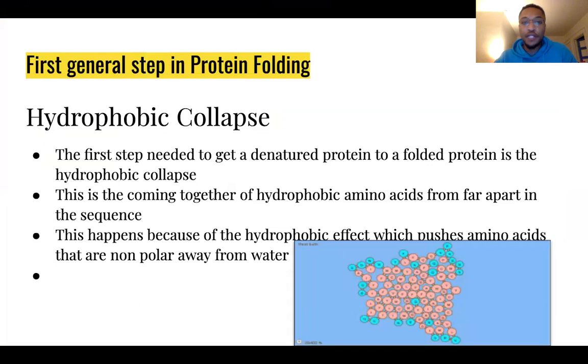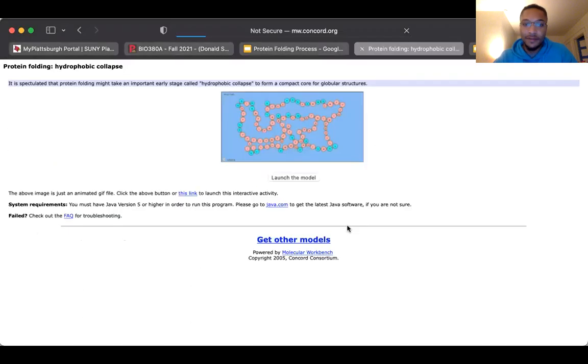So the first general step in protein folding is the hydrophobic collapse. This is the first step needed to get a denatured protein to a folded protein. This is the coming together of hydrophobic amino acids from far apart in the sequence. And this happens because of the hydrophobic effect, which pushes amino acids that are nonpolar away from the water. And here we have a GIF that's showing this. As you can see, all the hydrophobic amino acids being pulled together.